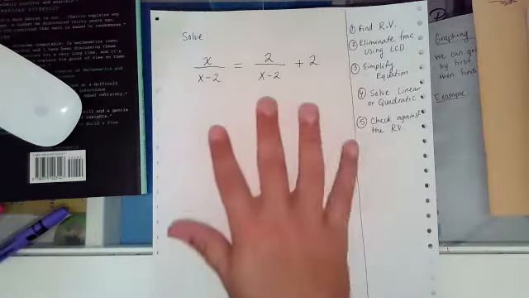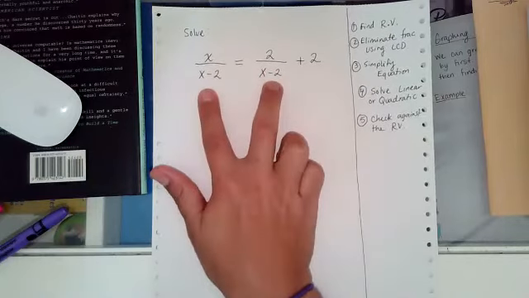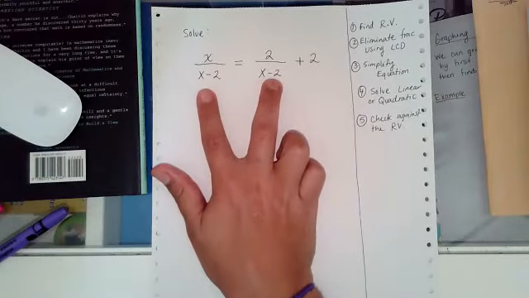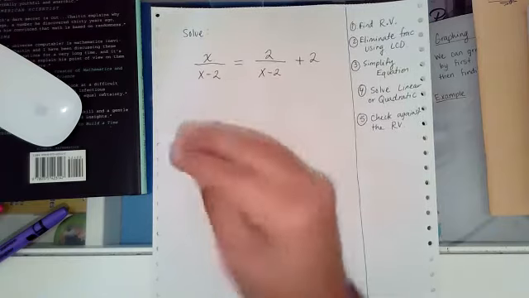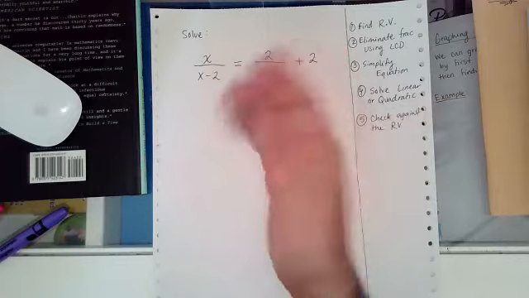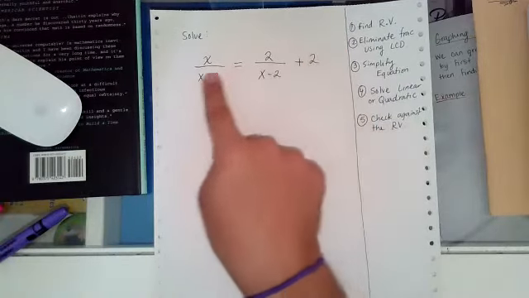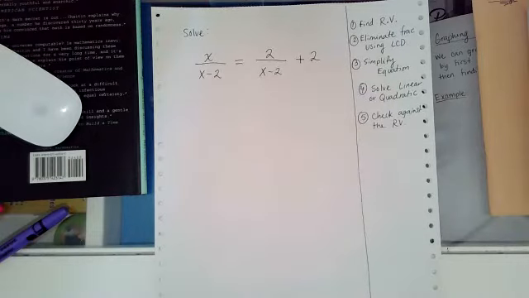And notice that both of these fractions have the same denominator. So when you include x minus 2 in the LCD, you do not have to put it twice, right? The reason is that once we multiply x minus 2 by each of the terms, both of these x minus 2's will cancel. So you just have to put it once.